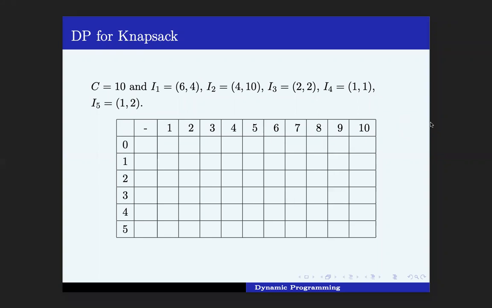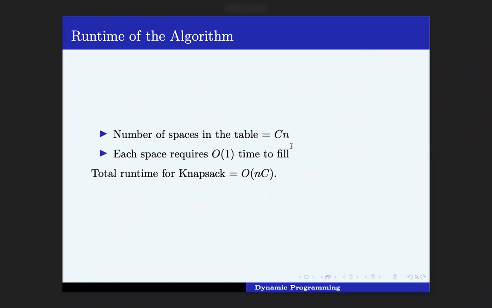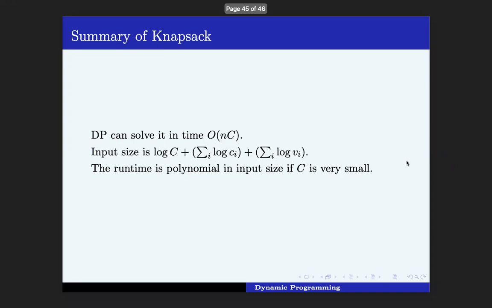Okay, good. If you guys say that you have understood it, then excellent. So by doing so, all that you take is a runtime of order n times c. That means if this c, the maximum capacity, is of the order of n, then I give you a polynomial time algorithm. This is much better than the exponential time algorithm that we initially started with.